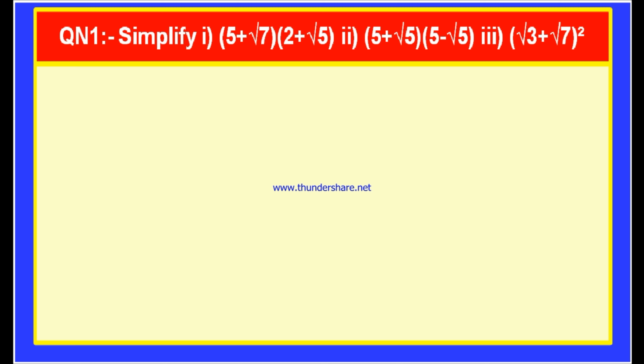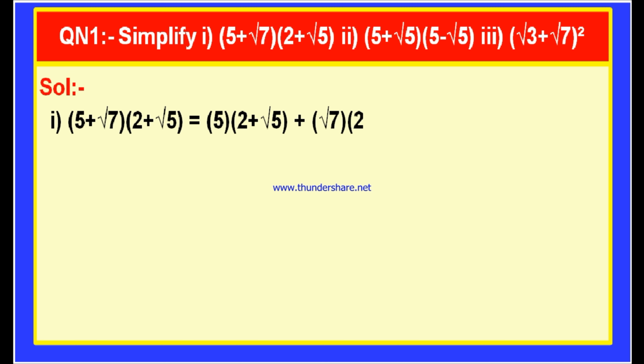Now let us find these values and let us simplify them. Here is the solution. Let us write the first bit (5 + √7)(2 + √5). If you observe this, this is a binomial and this is also a binomial. In the first bracket, one is a rational number and the second is an irrational number. And in the second bracket also, one is a rational number and the second is an irrational number. Now you have to find the product of these two brackets.